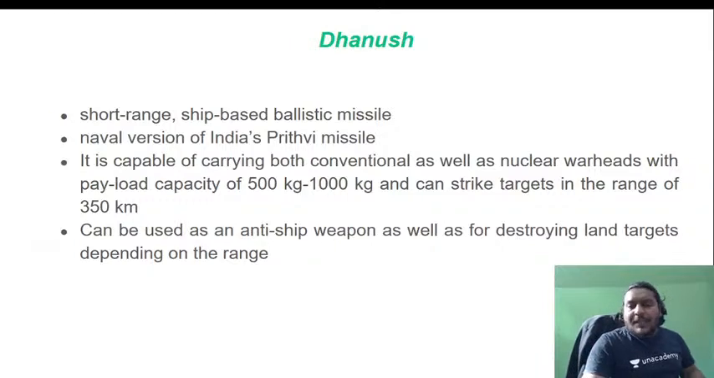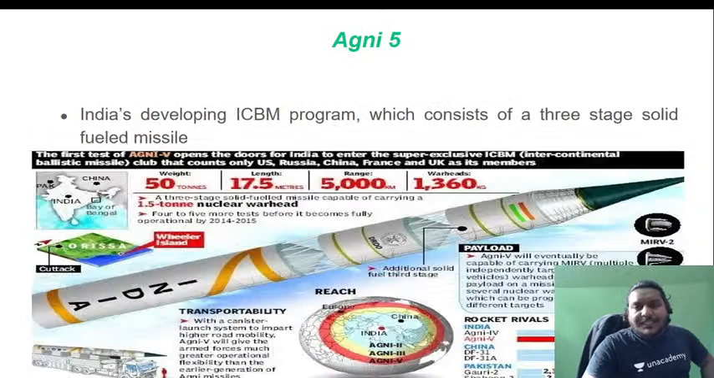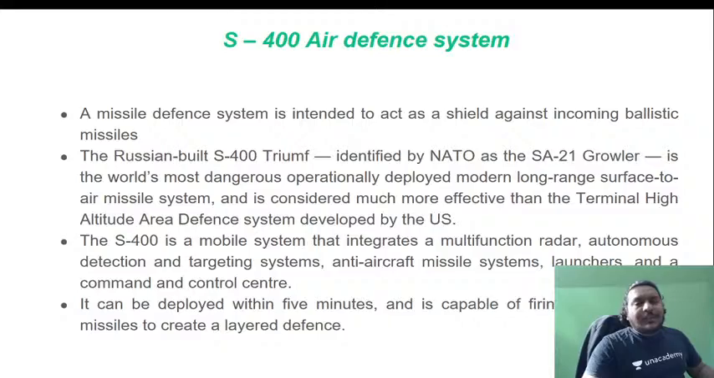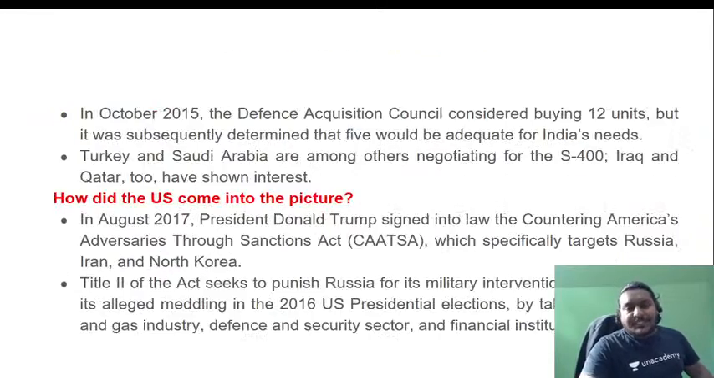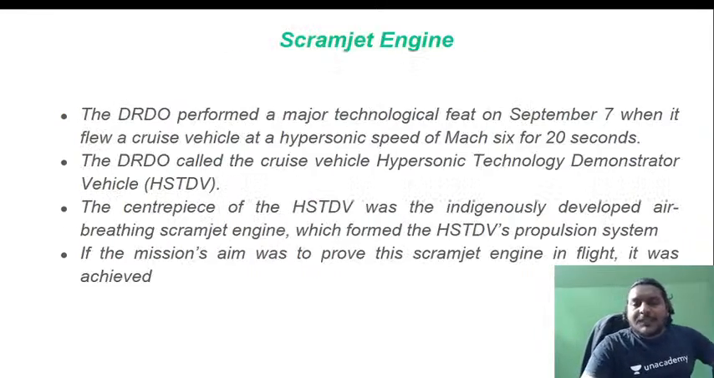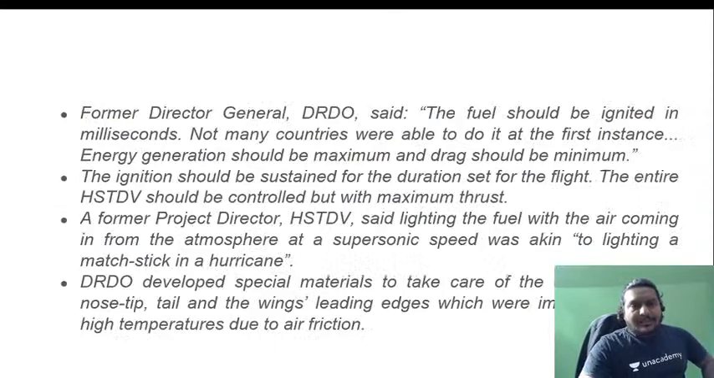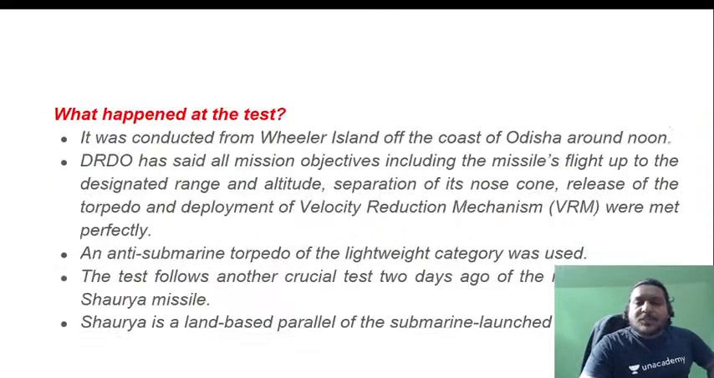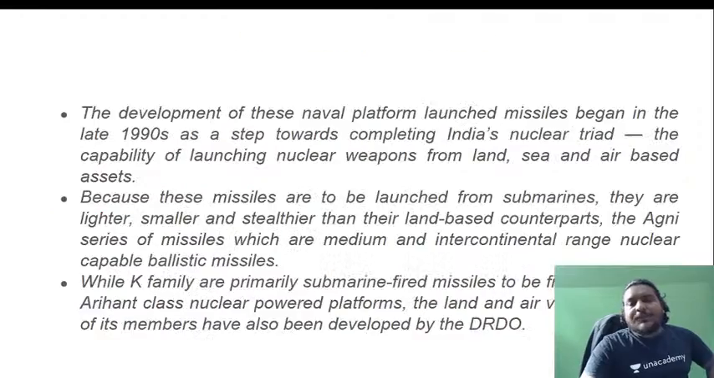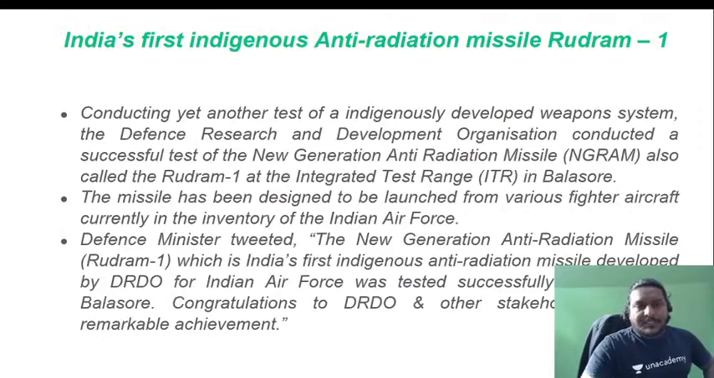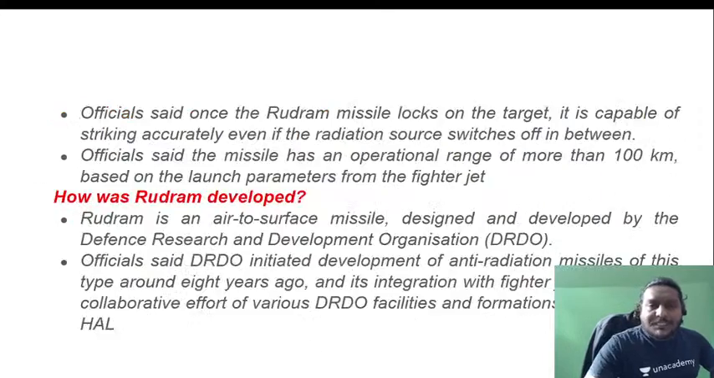So now we are left with Agni 1, Agni 2, Agni 3, Agni 4 and Agni 5. Then we'll talk about the S-400 air defense system. Then we have what a scramjet engine is. After that we'll talk about smart test, and finally we have the K-missile family and Rudram. So this is what we'll be taking up for the discussion tomorrow.